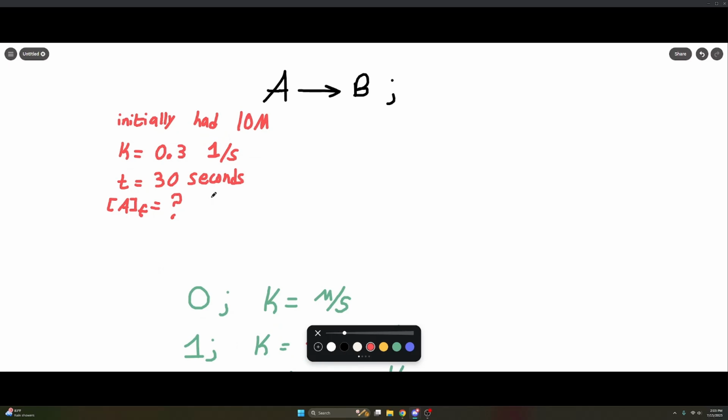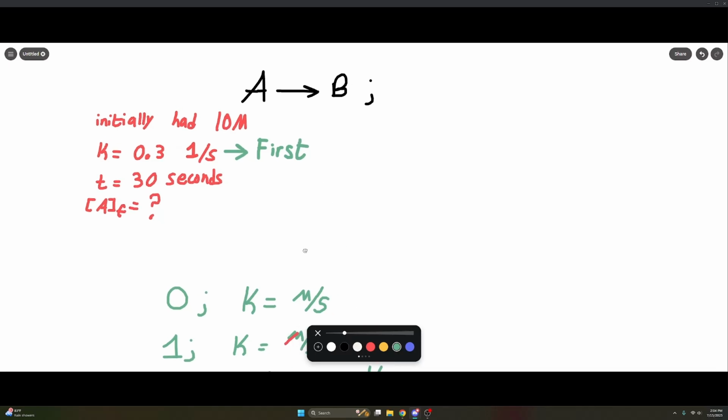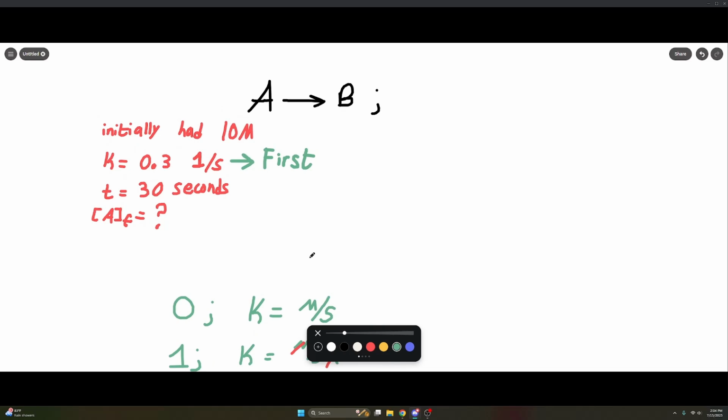All I did was change the units of my K, and I'll give you a second to think about what order it is now. There kind of was a spoiler on the board, but this is first order. If you got it, very good. If not, good try. So this is a first order reaction. What does that change? I only changed the order.